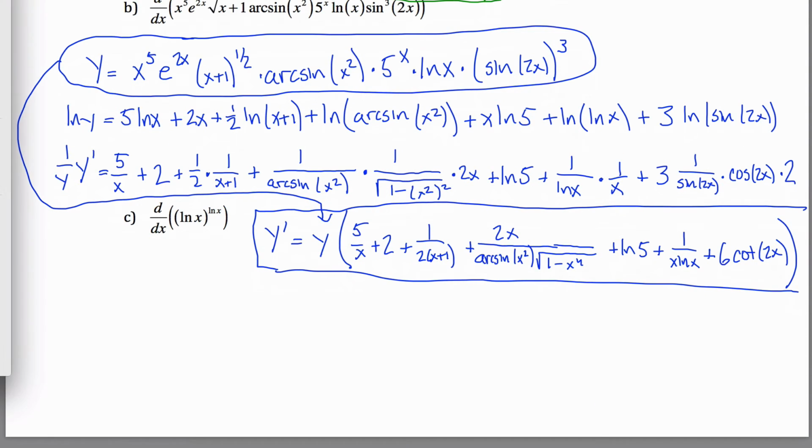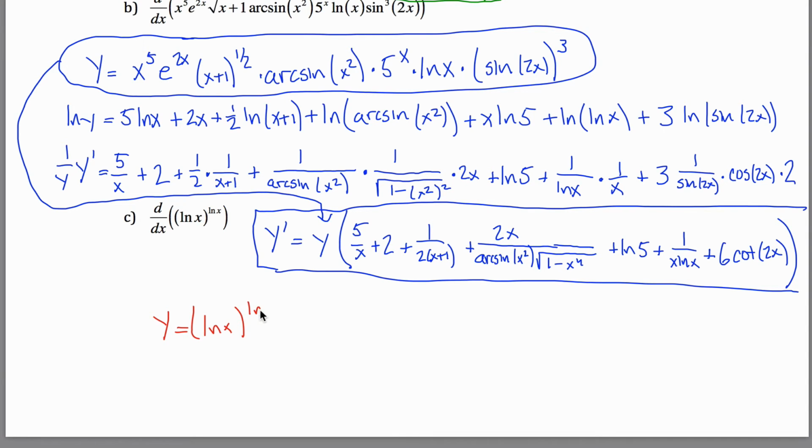And then this last problem, you were told to find the derivative of the natural log of x raised up to the natural log of x power. So what you do here is, again, set it up as implicit differentiation. You got y is equal to the natural log of x raised up to the natural log of x power. So if I take the natural log of both sides, I have the natural log of y is equal to the natural log of something raised up to an exponent. So what I can do is take that exponent and bring it down in front.